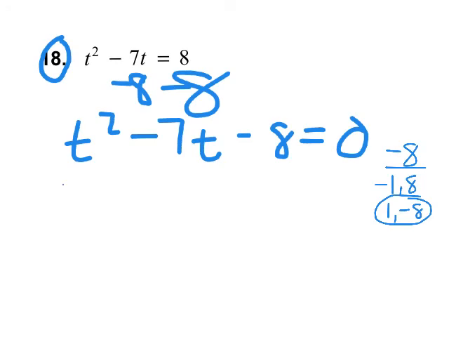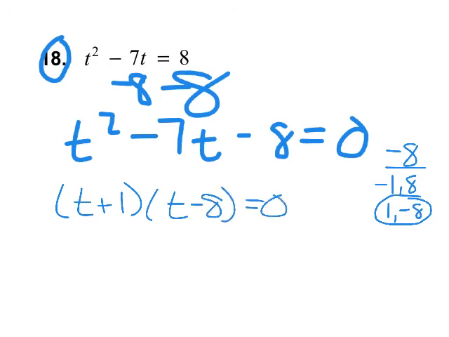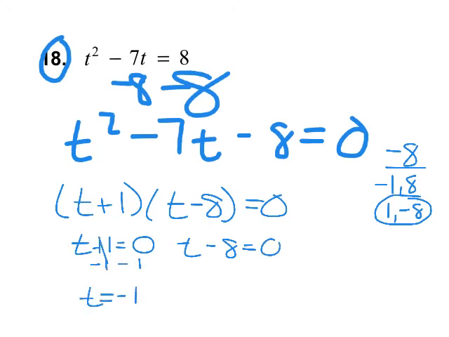So that's going to become t plus 1 for the positive 1, t minus 8 for the negative 8, equals 0 tells me I need to solve. So t plus 1 equals 0, t minus 8 equals 0. So subtract 1, and t is negative 1. Add 8, and t is positive 8. There are my two answers.